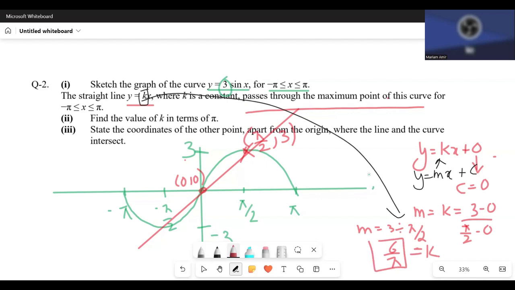Next, it says state the coordinates of the other point, apart from the origin, where the line and the curve intersect. So since this graph is symmetrical, the other point of intersection is going to be the minimum point of this graph, which is (minus pi by 2, minus 3).